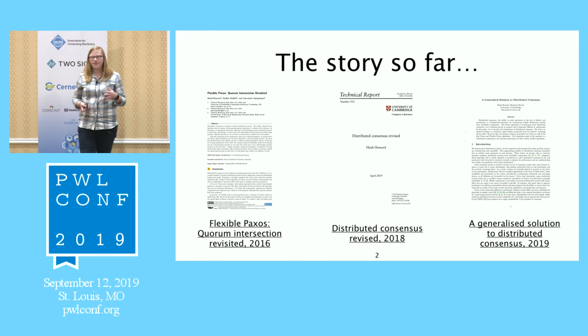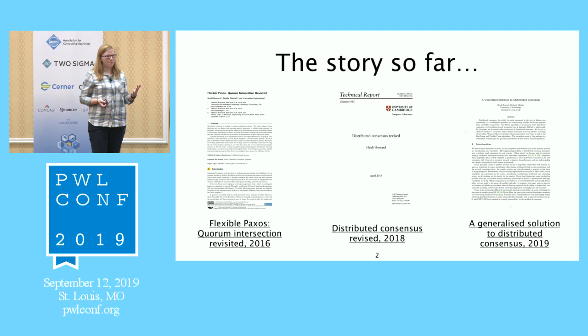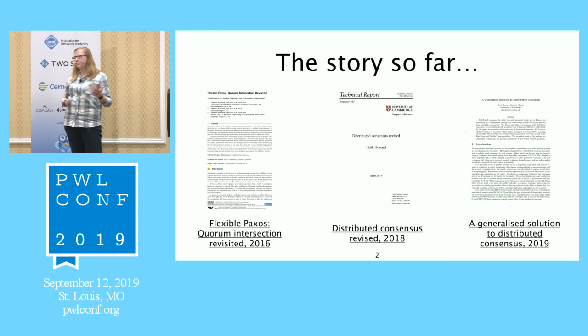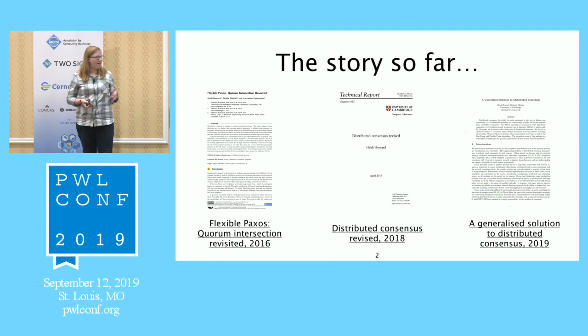So before we dive into the technical depths of distributed consensus, I wanted to talk a bit about my story so far and how I ended up on the stage today. Back in 2016, when Dahlia was here talking to you guys, I was working at VMware as an intern, and I was working on how we can improve Paxos, the most famous distributed consensus algorithm, and make it perform better. I wrote up this result in this paper, Flexible Paxos, and then a few years later, I wrote my thesis on distributed consensus. It's 150 pages. It's quite an intense read. I was very impressed to see the morning paper covering it in such depth.